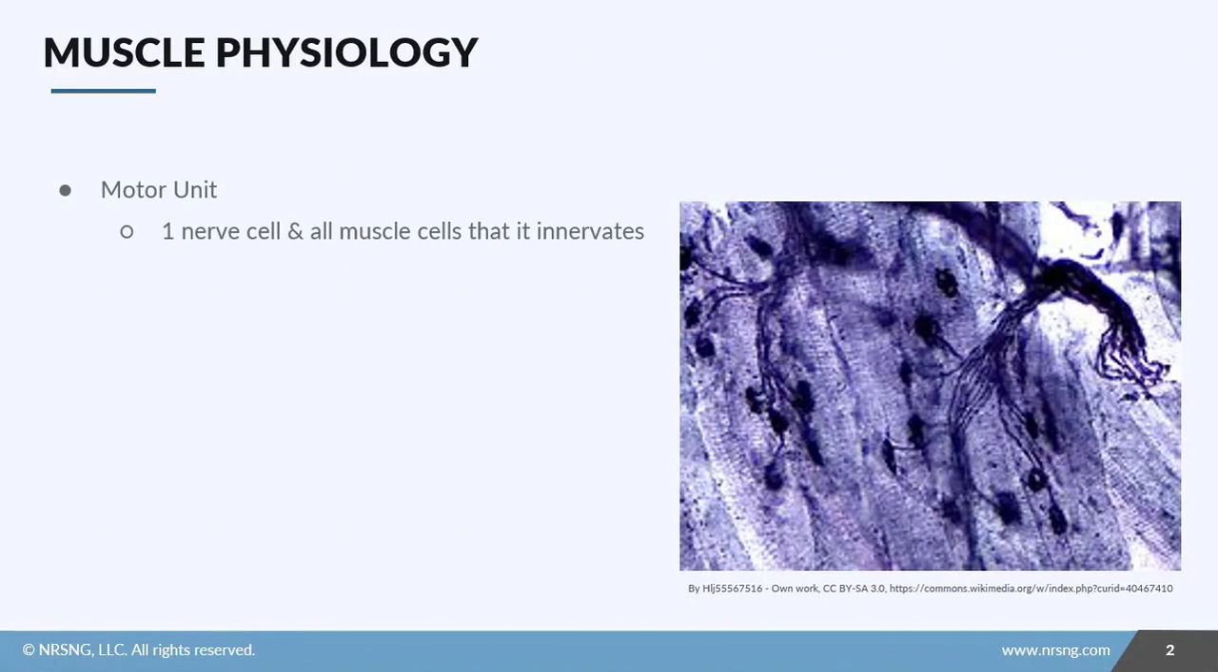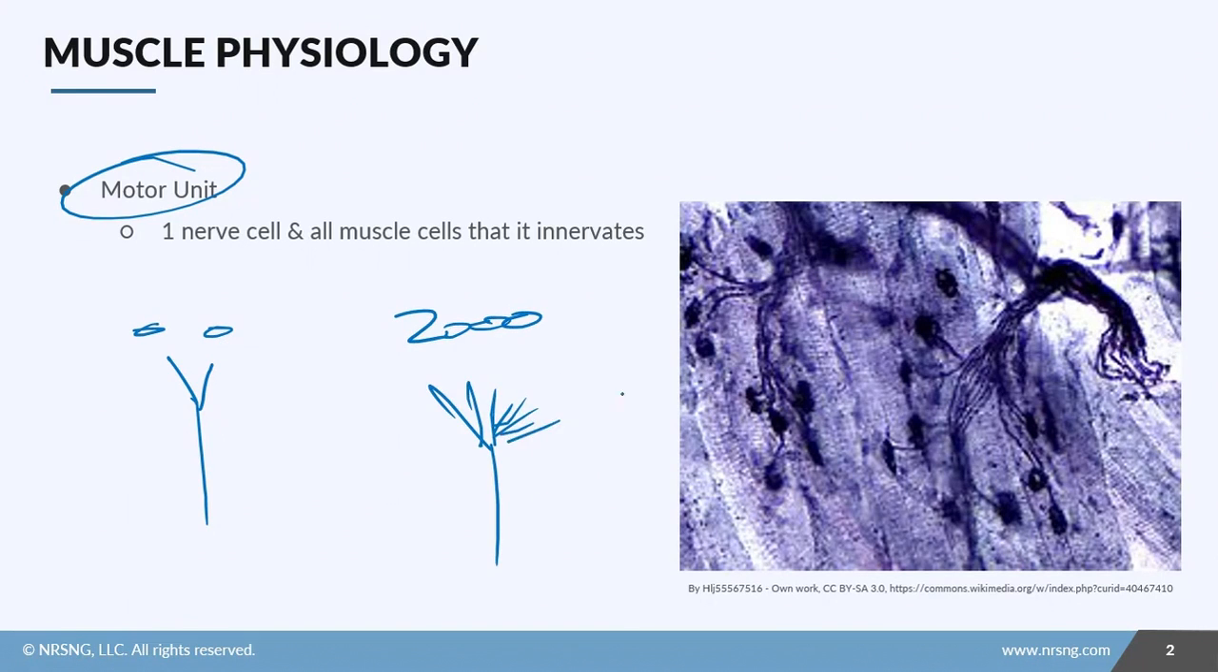All right, guys, in this lesson, we're going to talk about muscle physiology and how it works at a microscopic level. So before we get started, we have to understand this concept of motor units. A motor unit is one particular nerve cell that comes in and innervates a specific number of muscle cells. You can have maybe 2 muscle cells that it's innervating, or even up to 2,000 muscle cells that it innervates.